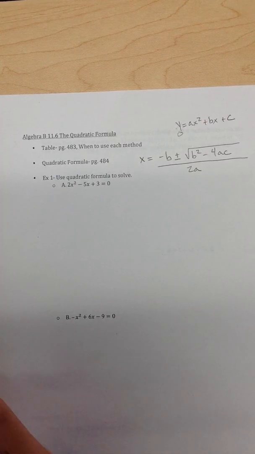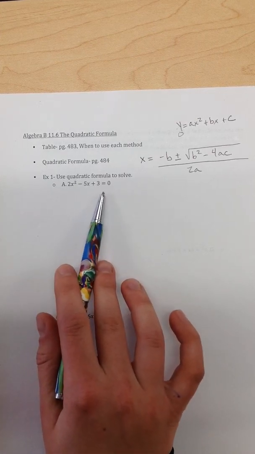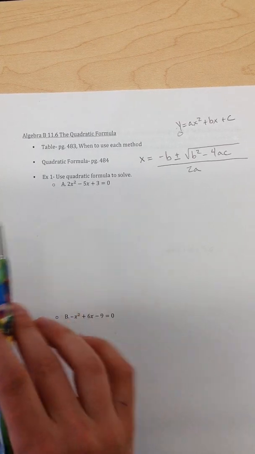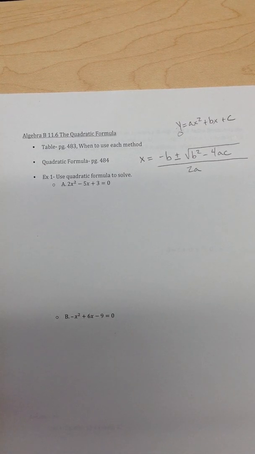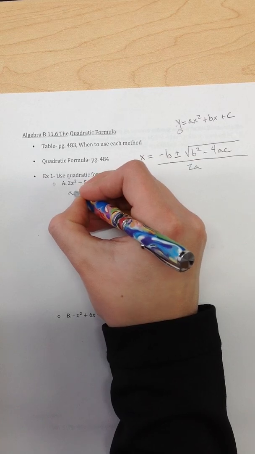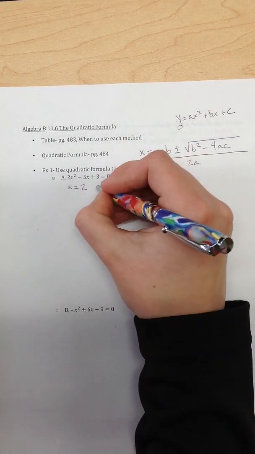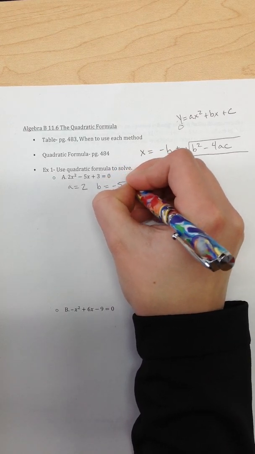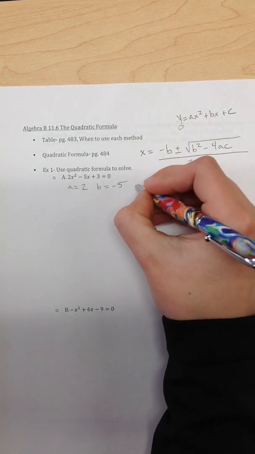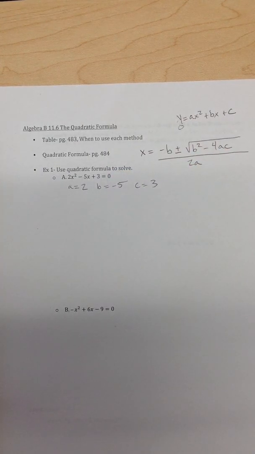To start, we've got to make sure that our equation is set up in our form and equal to 0. Just like with factoring, we want all of these to equal 0. Next, we figure out what our a, b, and c are. Our a value goes with our x squared, so our a is 2. Our b value goes with your x, so our b is negative 5 because it's minus 5. And our c value is 3, the one that's by itself, the constant.